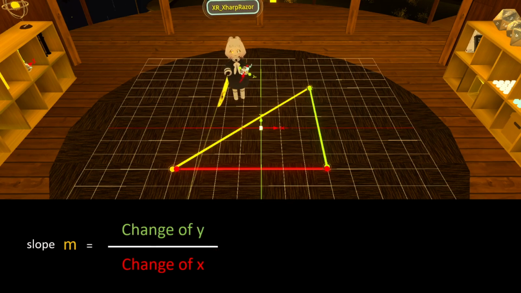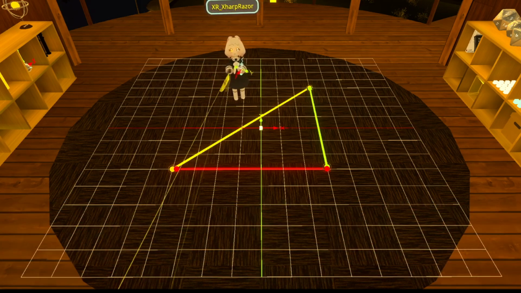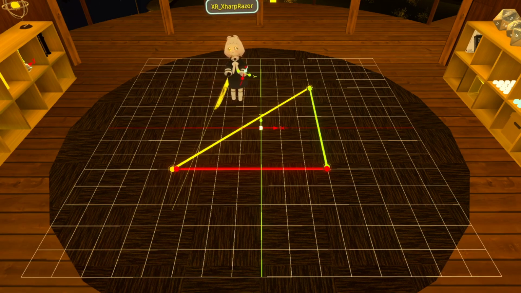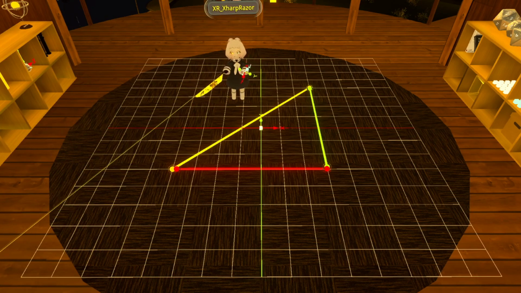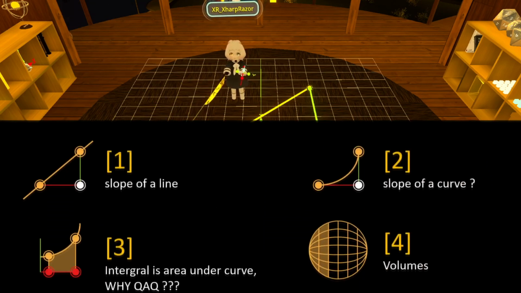But now a question: if I give you any function, well, it's not exactly a straight line, it can be any weird curvy line, then the new question will be something like, what is the slope of a function, or what is the slope of a curved line? So that's what we're going to talk about today.